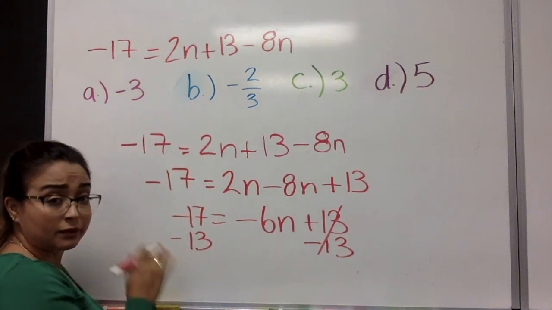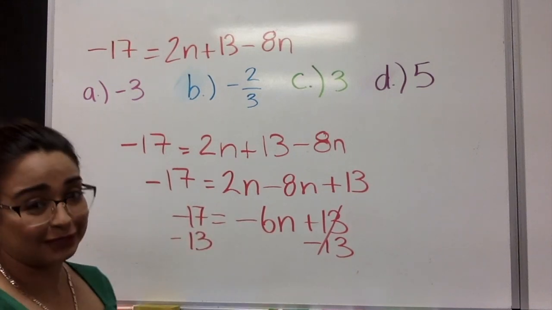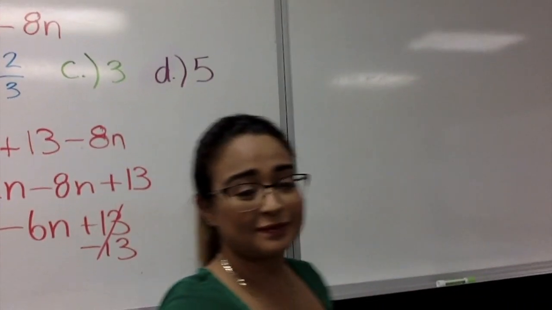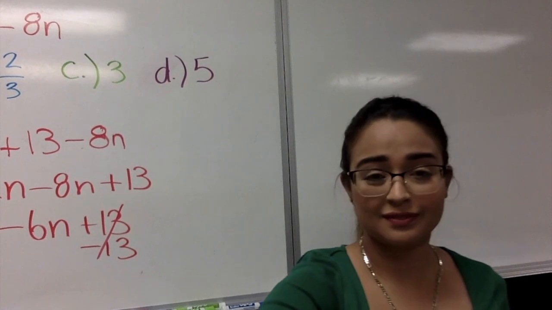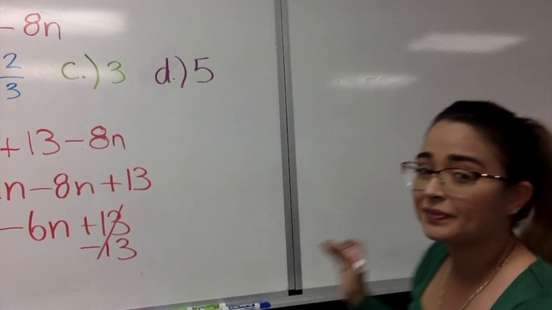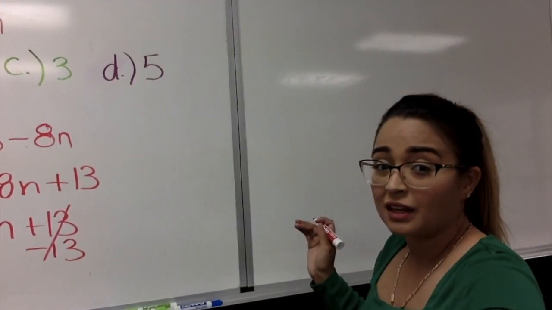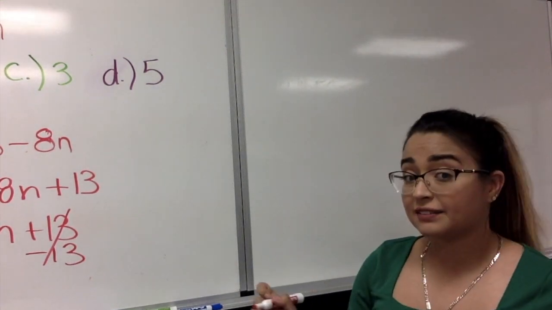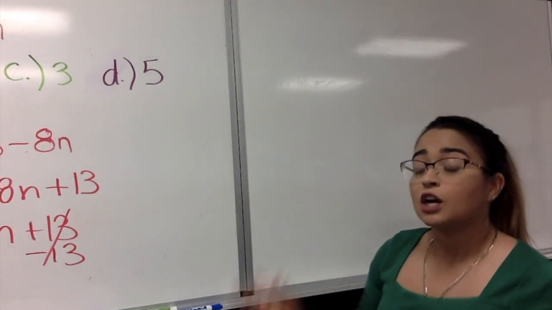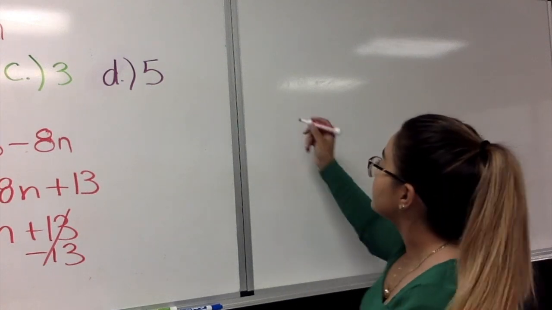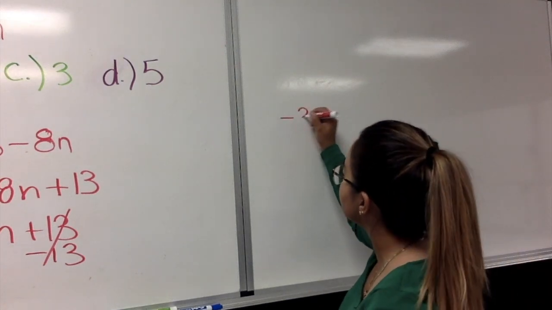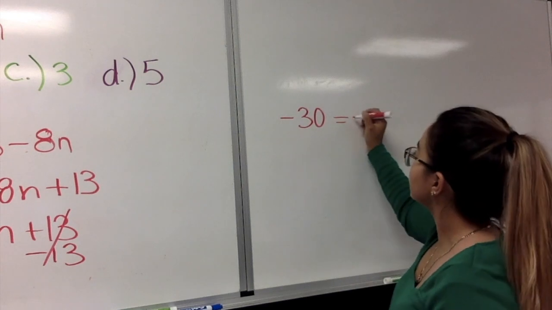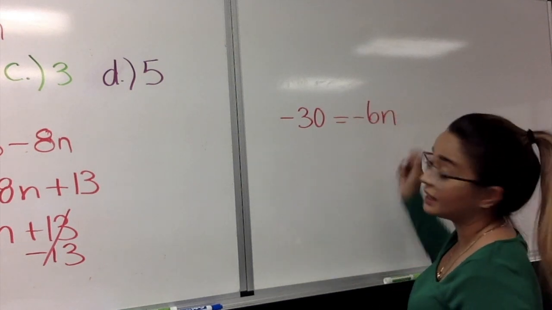And here, we're running out of space, so I'm going to go to the next board, okay? You see me? Okay. We're going on to the next board. We left off on negative 17 and negative 13. We combine those, it becomes negative 30 equals negative 6n.